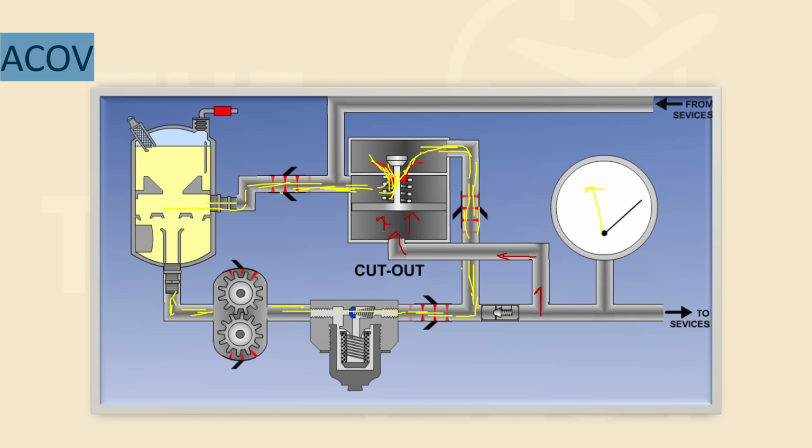See, the system pressure is being felt by this piston, and if the system pressure is more than the spring pressure, the piston will move up. It will open the poppet valve, causing the hydraulic fluid to return back to the reservoir, and system pressure then reduces back to normal.